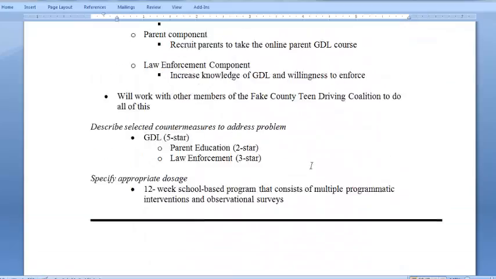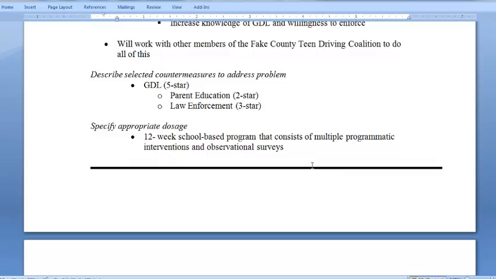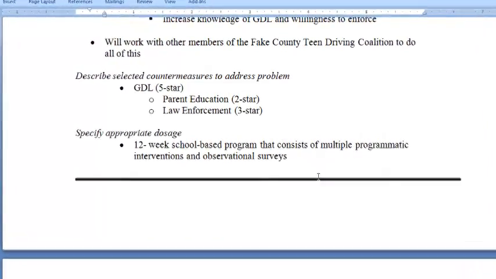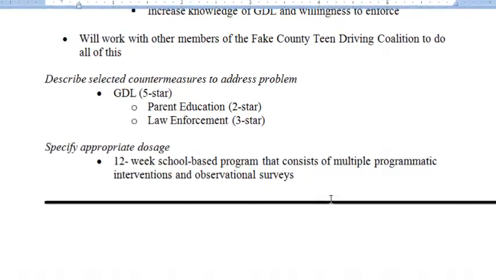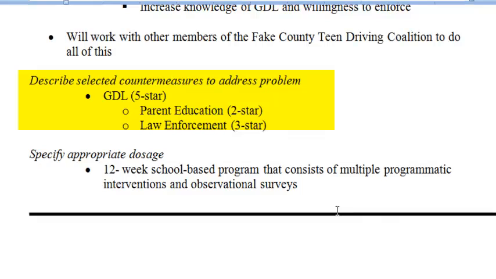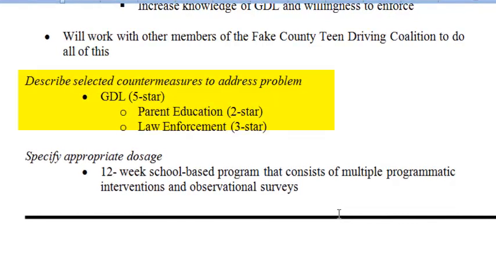So going back down here, I know the other thing that we have to capture is describing the countermeasures specifically to address the problem. They're probably just looking for us to really state, this is the one we're addressing and here's how we do that. So we may want to work on the order of how this flows when we actually write this. But I think we're touching on 3 different countermeasures that really all relate to GDL. So the graduated driver's license law is the 5-star approach, and in support of that, we're going to do parent education and law enforcement education. So I think that maybe would be good.